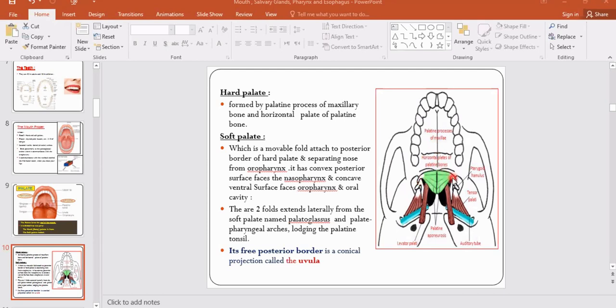Then behind these are the soft muscle portions. Can you see they are attached to different portions of the skull, and they are supporting the soft palate.